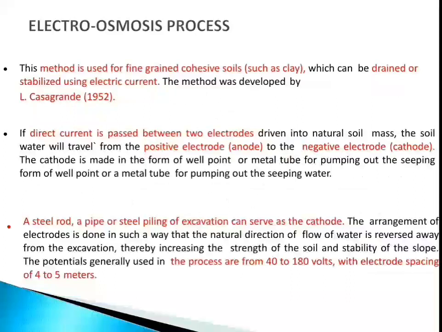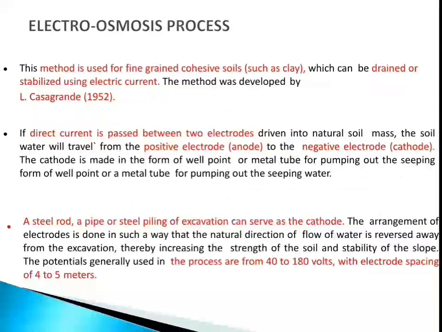If direct current is passed between two electrodes driven into the natural soil mass, the soil water will travel from the positive electrode, the anode, to the negative electrode, the cathode. The cathode is made in the form of a wellpoint or a metal tube for pumping out the seeping water. A steel rod, a pipe, or steel piling of excavation can serve as the cathode.